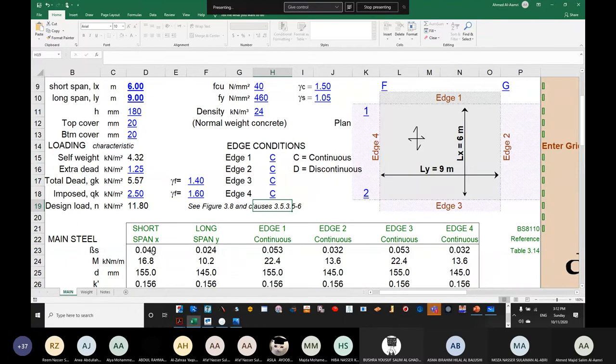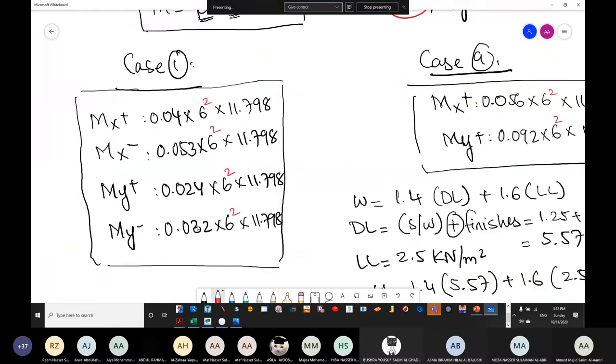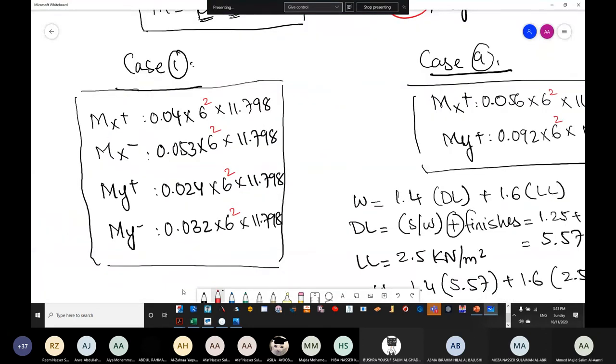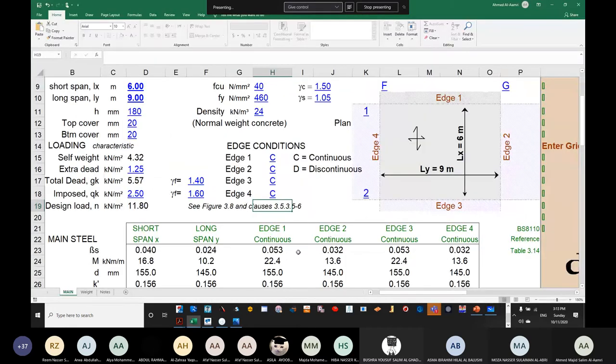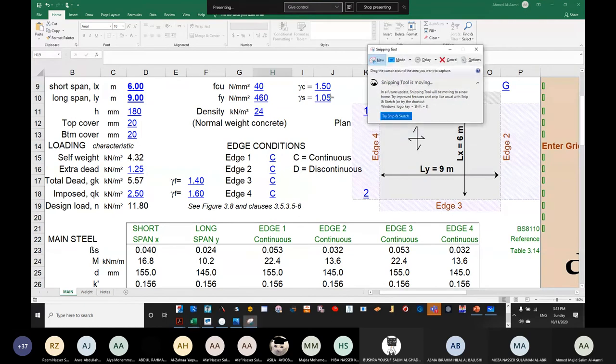Now you'll see we're having 0.04, 0.024, 0.053, 0.032, 0.053, and 0.032. Now if we return back, we'll see that these are the values that we have got. But we need to understand them because in the Excel there are 6 values. Here we are having only 4. And as I have told you, negative will be the same value for both of them. So that's why you'll see 2 0.053 and 2 0.032. Okay, anyhow, I'll just take a picture, and then we'll try to work on it further.